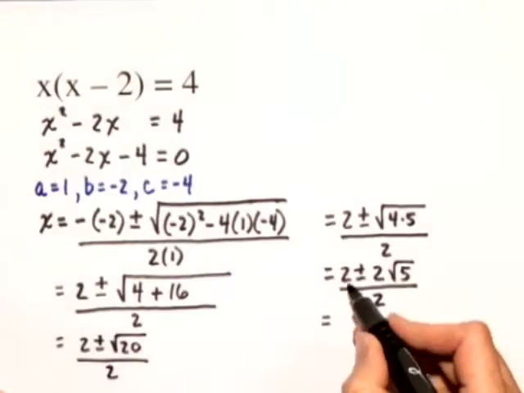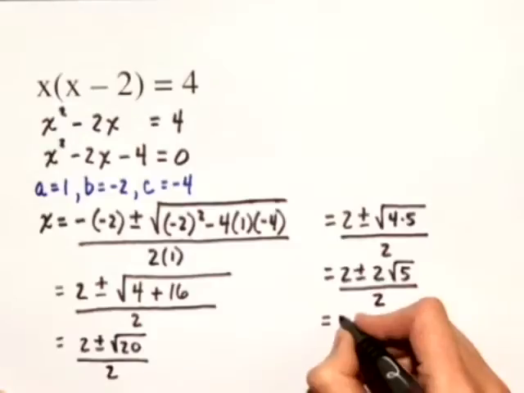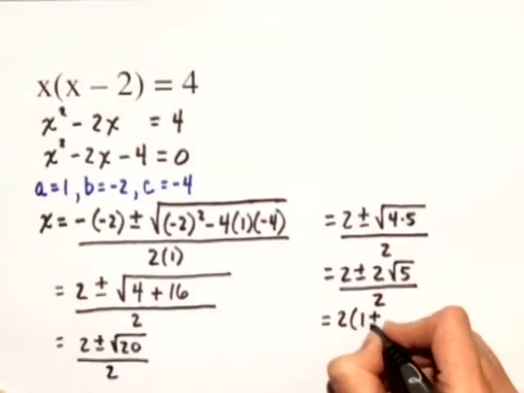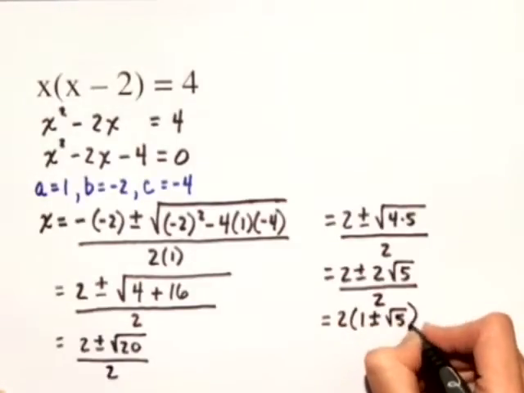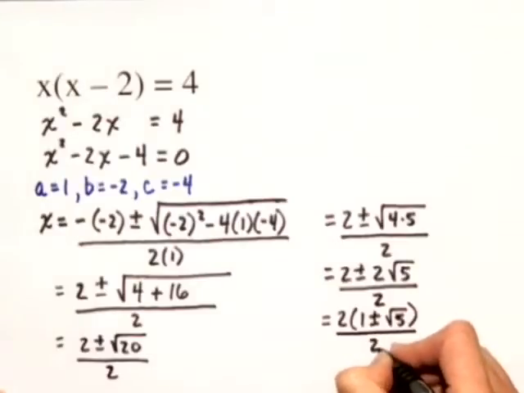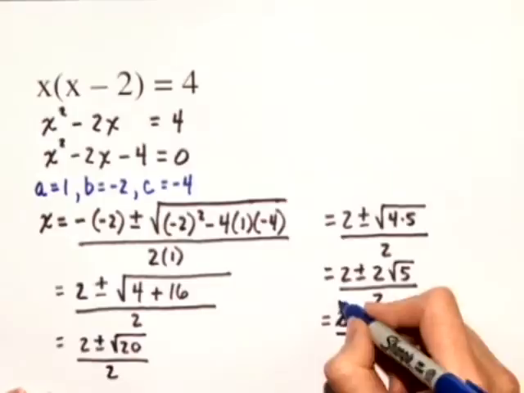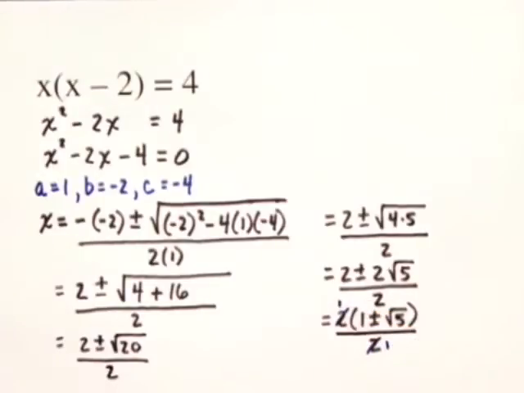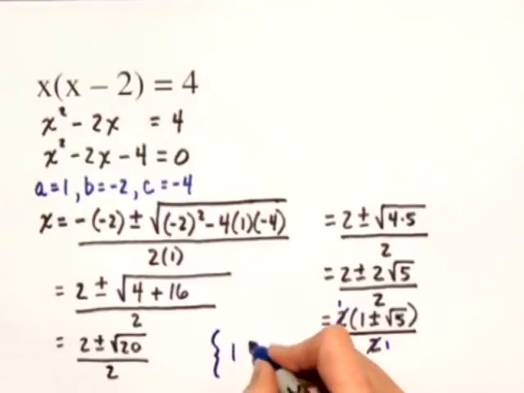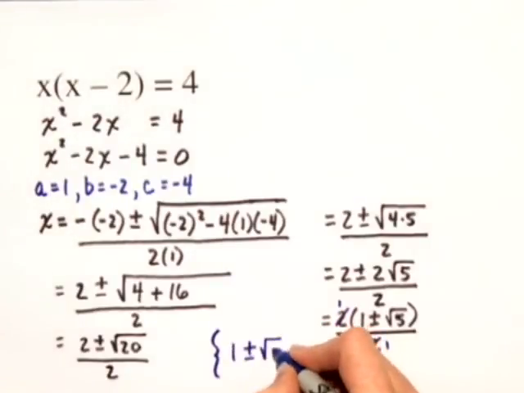So in the numerator we can actually factor out a 2, and we're going to have 1 plus or minus the square root of 5 left, all divided by 2. Now we can divide out this common factor. 2 over 2 is just 1 over 1. And we can see that we have 1 plus or minus the square root of 5 left. So we're ready to state our solution right here. Our solution set is 1 plus or minus the square root of 5.